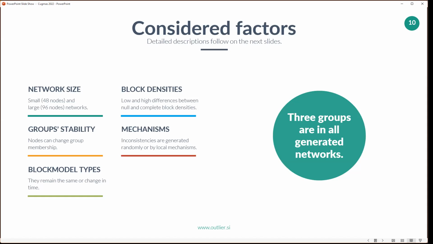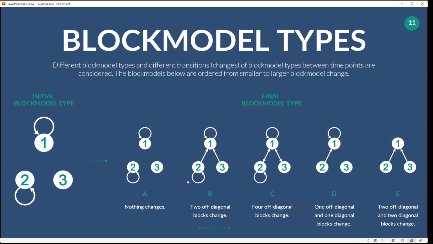We considered several factors. For example, network size. We have a scenario with small, 48 nodes, and large, 96 nodes. And then we also consider different block densities, stabilities of groups, different mechanisms, and block model types or transitions of block model types. I will explain these factors in a little bit more detail in the following slides. But first, I have to mention that we assume 3 groups in all generated networks in this first part. So these are different block model types that were considered in this study. For all generated networks, we assume this block model type as an initial block model type.